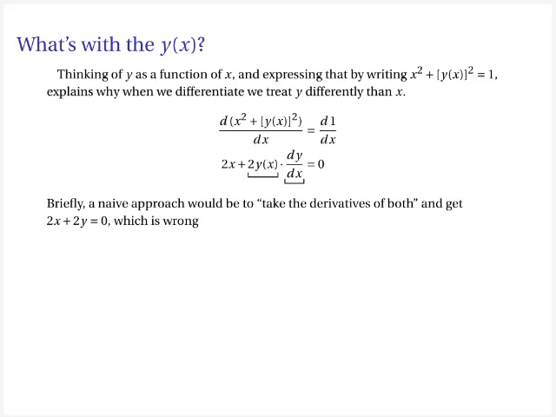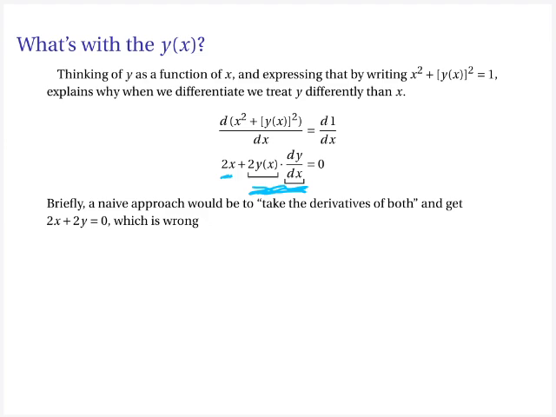What's with the y of x? Thinking of y as a function of x and explicitly expressing that explains why, when I differentiated, I treated y differently than x. Look at here. When I took the derivative of the x part, I got an expression that looked very different than when I took the derivative of the y part. How come? The answer is because I'm thinking of y as a function of x, not the other way around. So of course they come out differently. I applied the chain rule and they come out differently.